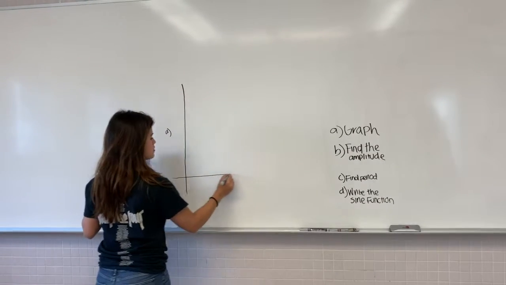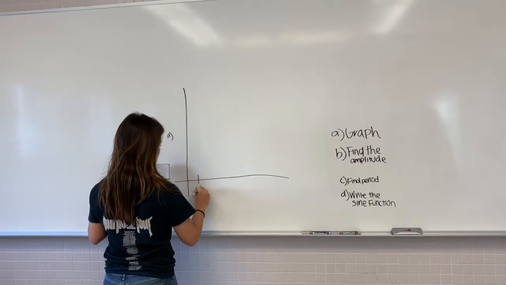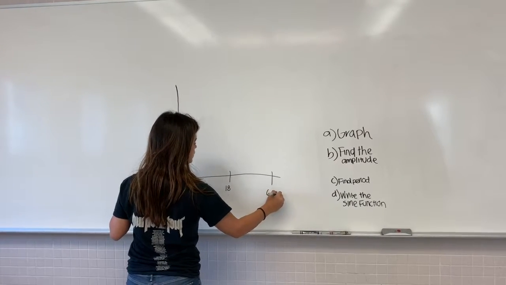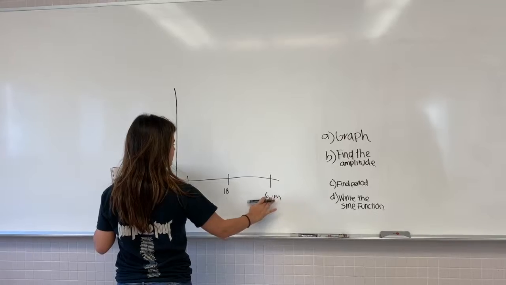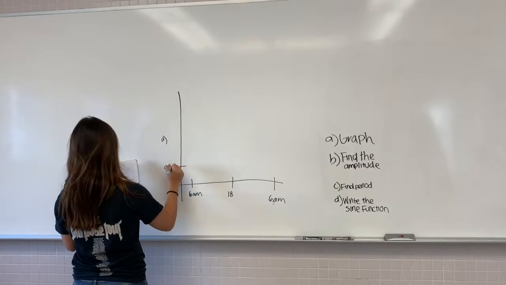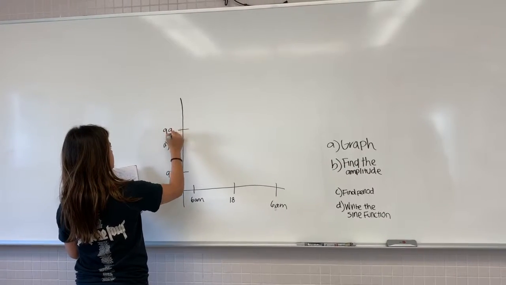And what you have to do first is sketch the graph and sketch 6 a.m., which is one of the hours, 18, which is 12 hours later, and 12 hours later 6 a.m. You're going to graph your minimum, which is 97 Fahrenheit, and your maximum, which is 99 Fahrenheit.